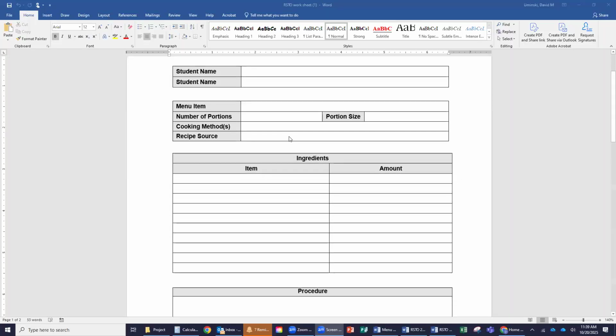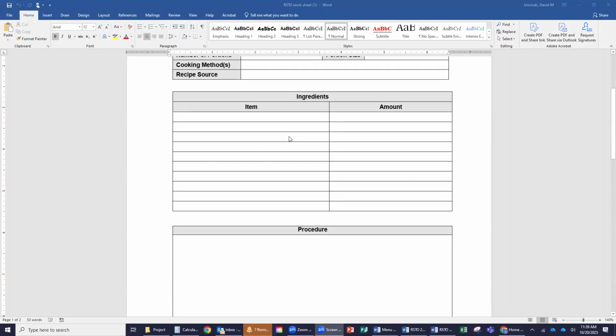this RSTO worksheet for what? I had it in, it's not in the dish room? Okay, hold on one second. Okay, so you are going to utilize this worksheet for each recipe. Okay, you're going to utilize this RSTO worksheet.